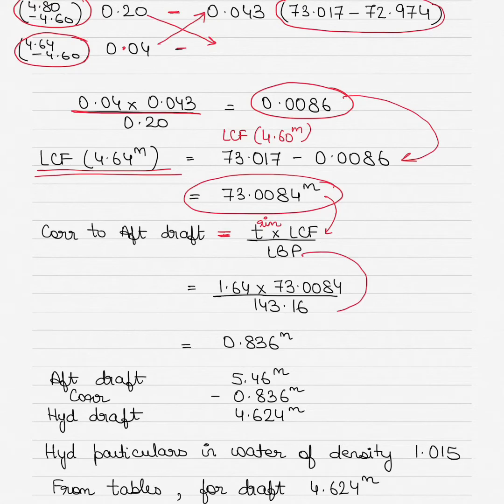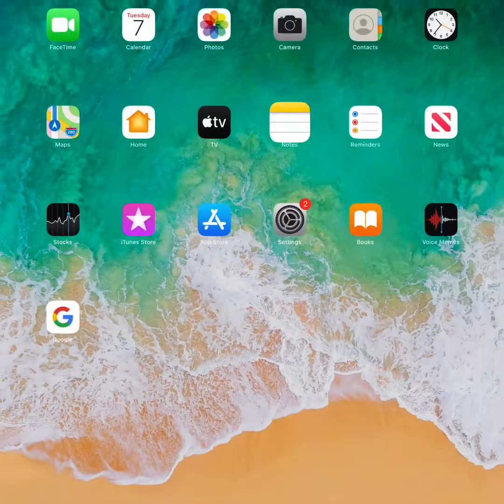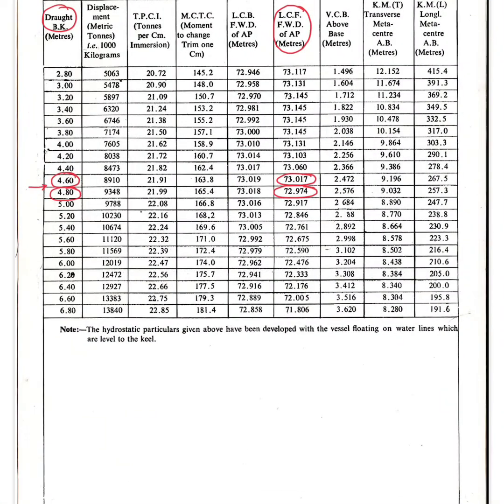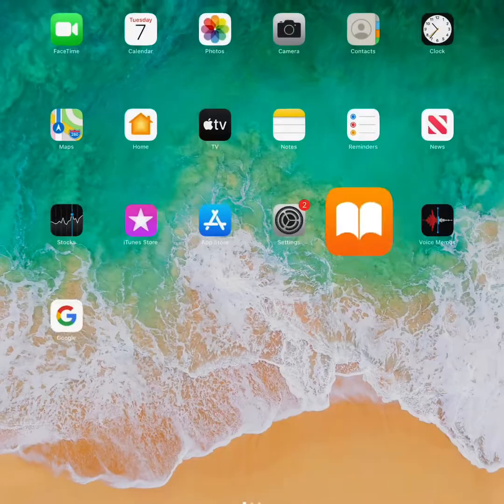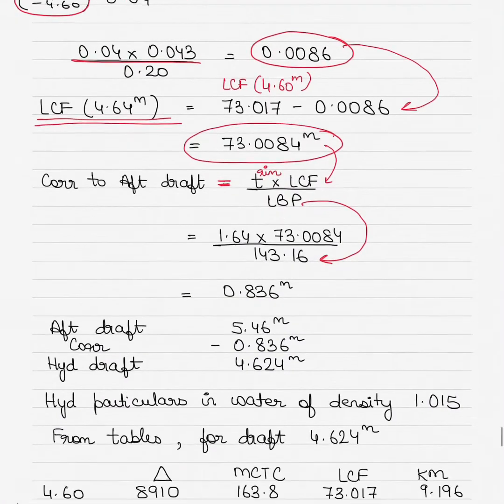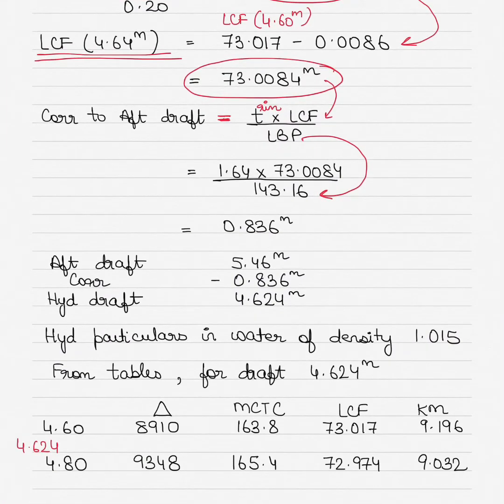Now where did I get my LBP from? My length between perpendiculars. I'll go back to my hydrostatic tables, and in the initial first pages or so, you have your LBP given to you. Your LBP is nothing but length between perpendiculars, and you are calculating everything in meters, so you will take the meters value of 143.16, go back, put it here, and you will get your LBP value. So the correction you get to the aft draft is 0.836 meters. This is the correction that you will apply to the aft draft.